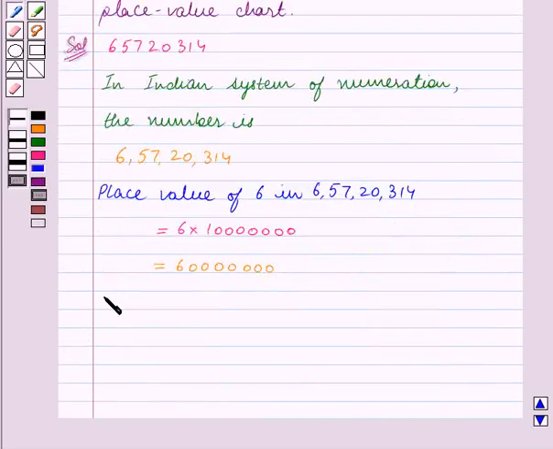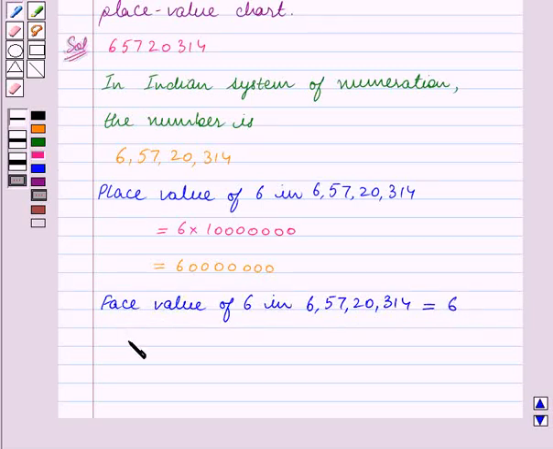Now the face value of a digit remains as it is, whatever place it may be occupying. So the face value of 6 in 6,57,20,314 is equal to 6 itself.